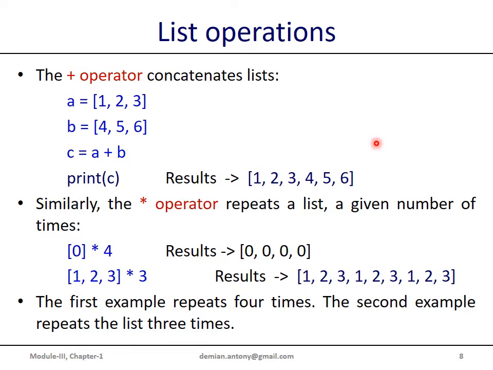Similarly, the star operator is used to repeat the list items. For example, if we have the list with 1 element, 0, star 4 repeats the element 0 four times. It creates a list with 4 elements which are zeros. If we apply the star operator with these 3 elements, then we get a list with 9 elements, wherein 1, 2, 3 are repeated 3 times.